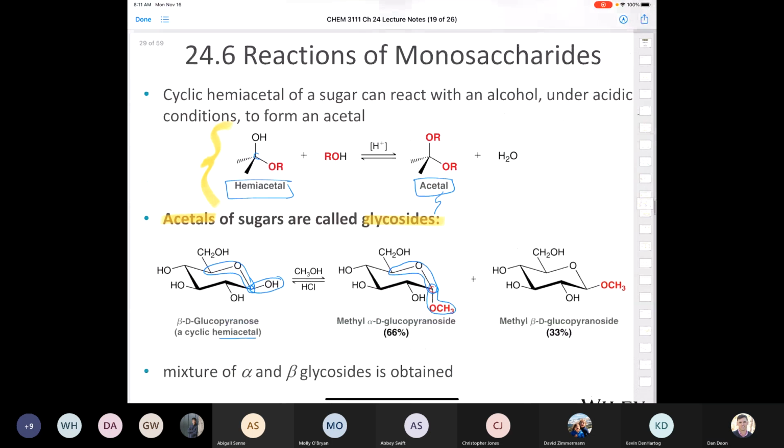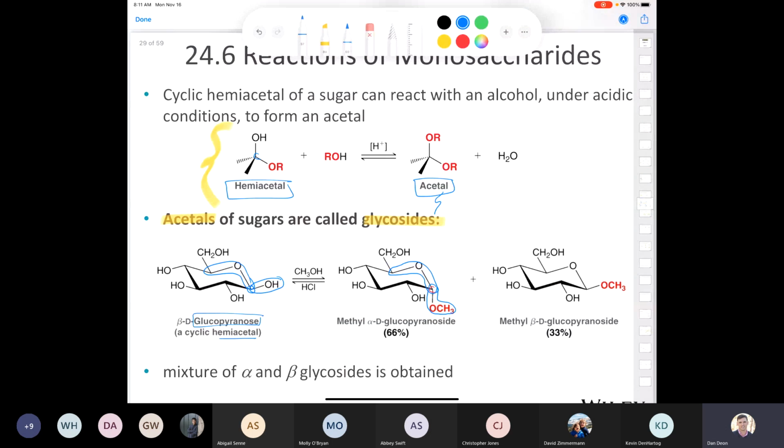And the third reaction that we've learned is how to make a glycoside. Remember that the anomeric carbon in a glucopyranose is a hemiacetal. But when we treat that with methanol and hydrochloric acid, we end up producing a glycoside. Again, the acetal of a sugar is called a glycoside, and we get a mixture of both alpha and beta.